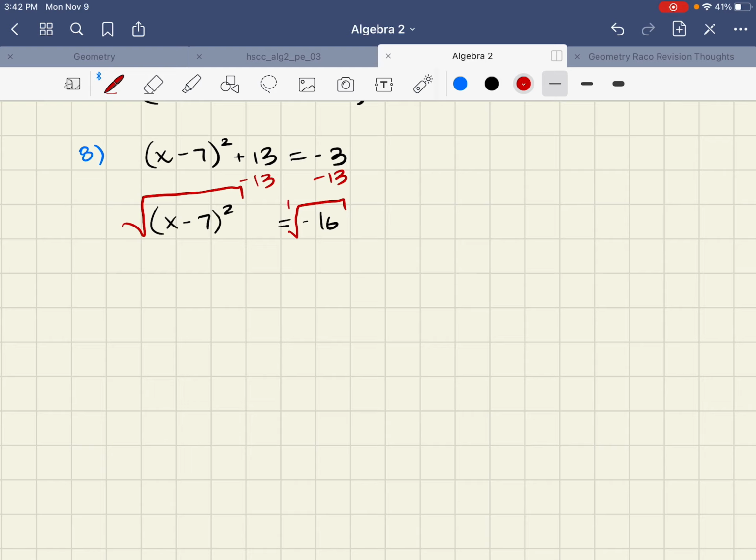Now, up until this section, you'd be like, oh, no real answers. Still correct, but now I need you to actually find the complex answers. So the square and the square root cancel, and we get x minus 7 equals plus or minus the square root of negative 16, which means we're going to get the square root of 16 and i. Now we know what the square root of 16 is. That's just 4. So you can write x minus 7 is equal to plus or minus 4i. And then finally, adding 7 to both sides of the equation, we get x is equal to 7 plus or minus 4i, our two complex answers.